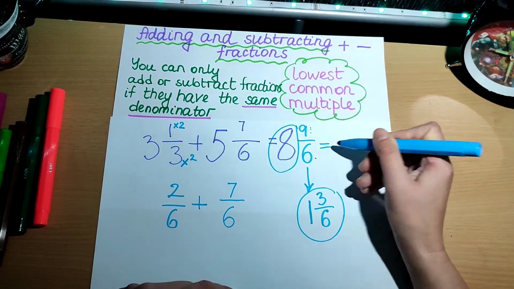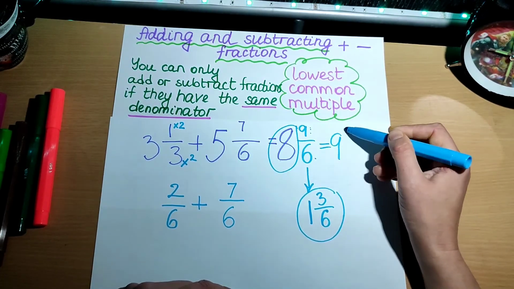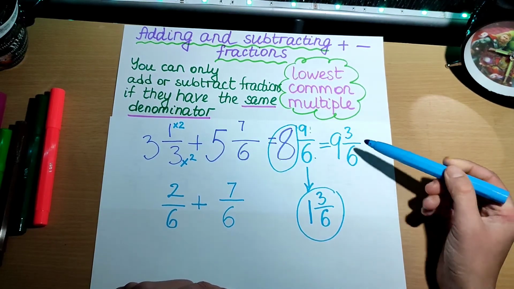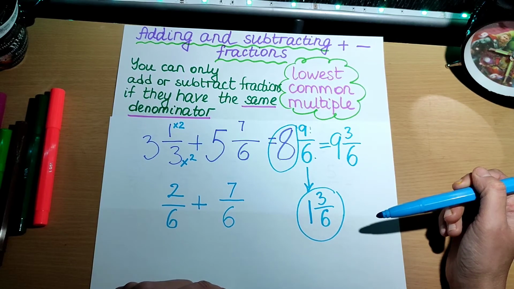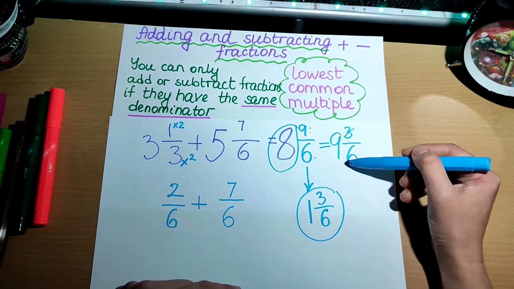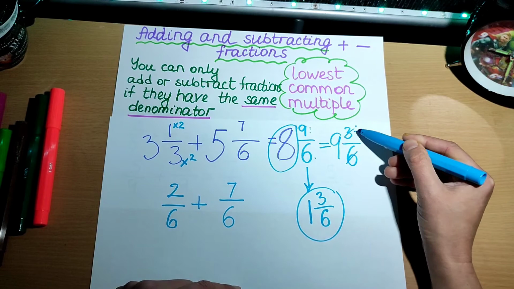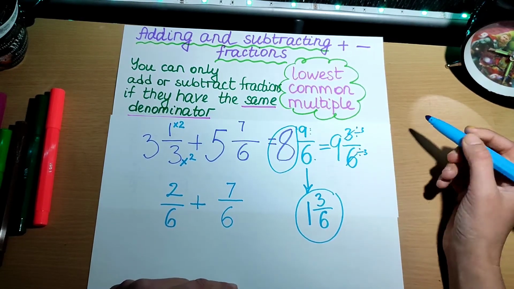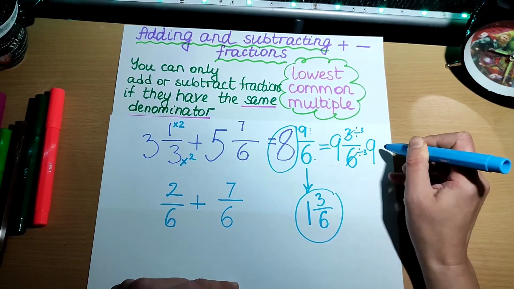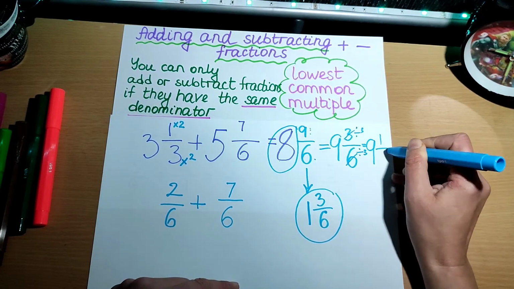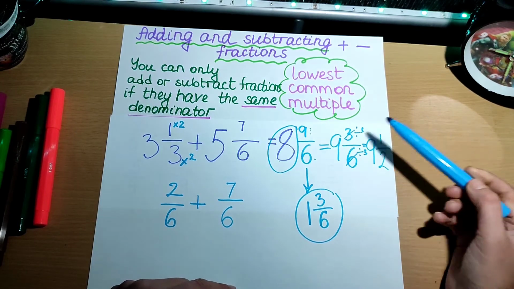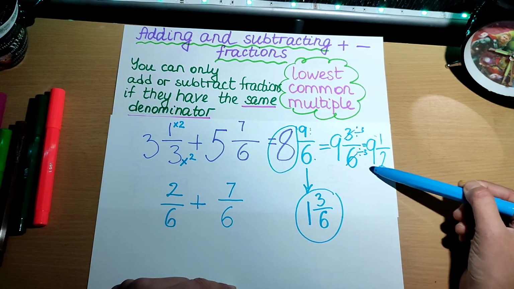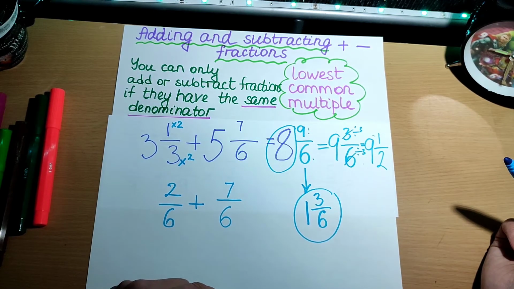So we have 8, then we have 1 and 3/6. So what are we going to get? 9 and 3/6. What else can we do to our 3/6? Oh, we can simplify them. 3/6 is the same as a half, because you can divide both numbers by 3, and you're going to get 9 and a half. Don't forget, quite often when children simplify this bit, they forget to write the whole as well. Don't forget to write your whole.